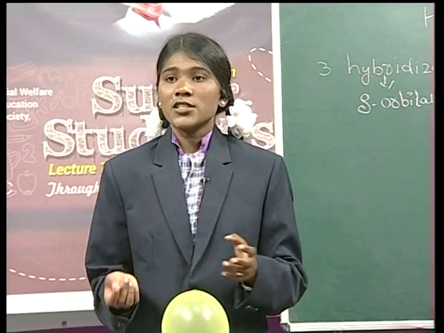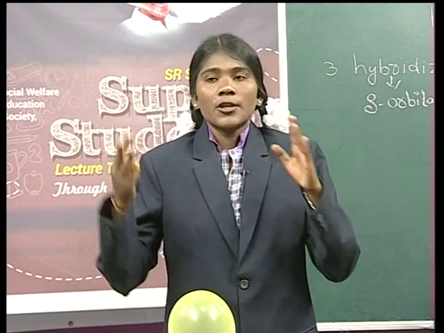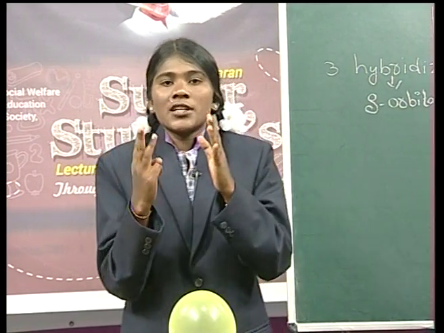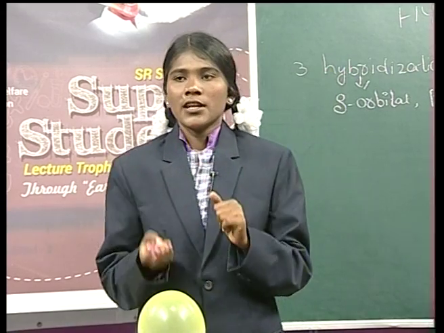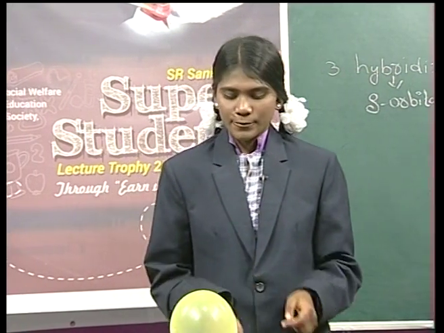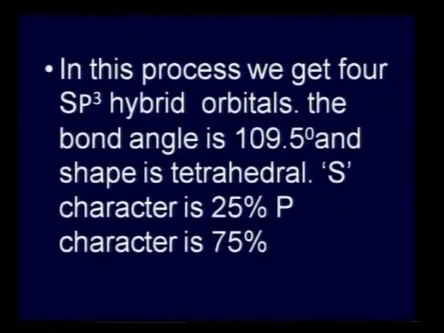Okay, in this process one s orbital and three p orbitals are involved, and these s and p orbitals intermix and give 4 hybrid orbitals, called sp3 hybridization. In this process we get 4 sp3 hybrid orbitals, and the bond angle is 109.5 degrees, and the shape is tetrahedral, and the s character is 25% and p character is 75%.